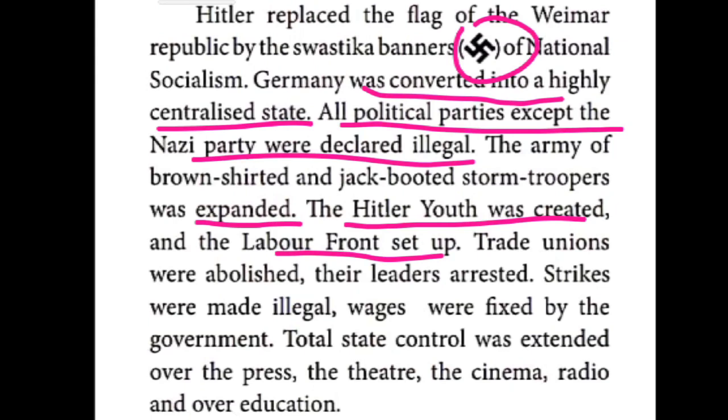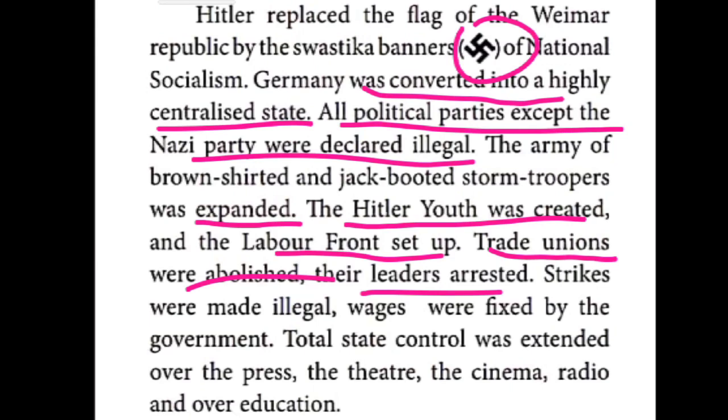Then here, trade unions were abolished. Trade unions were the supporters of the workers, so no unions should be there. Hitler abolished trade unions, and their leaders were also arrested. Strikes were made illegal; no one could conduct a strike.